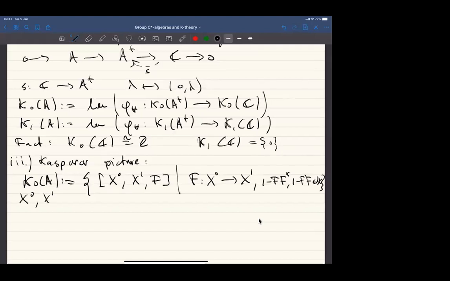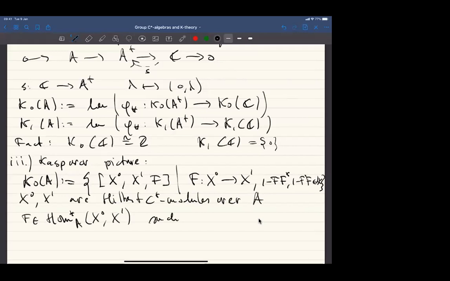here x0 and x1 are Hilbert C-star modules over A, and F is an adjointable operator from x0 to x1, such that, as I wrote in the set already, we take two Hilbert C-star modules and some adjointable operator between them, such that F star F and F F star are almost equal to the identity, where we say that they're almost equal if the difference of F with the identity is compact.